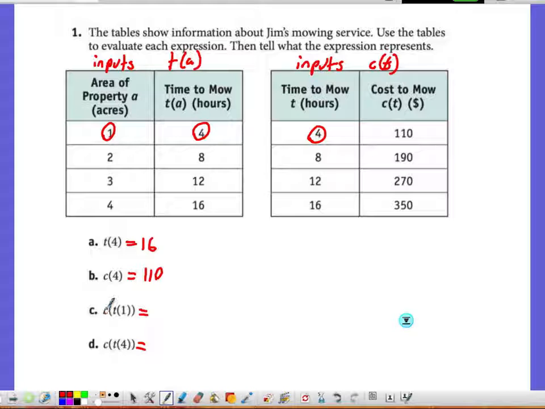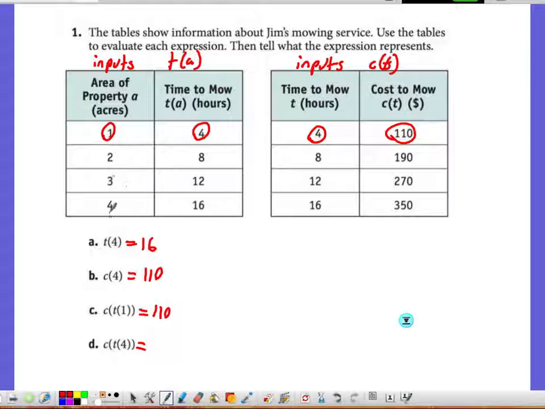That's my outer function. The outer function represents the cost. And so it tells me that it is $110. So notice that the input started with 1 acre, and we found out that it takes 4 hours to mow 1 acre, and from those 4 hours it cost $110.